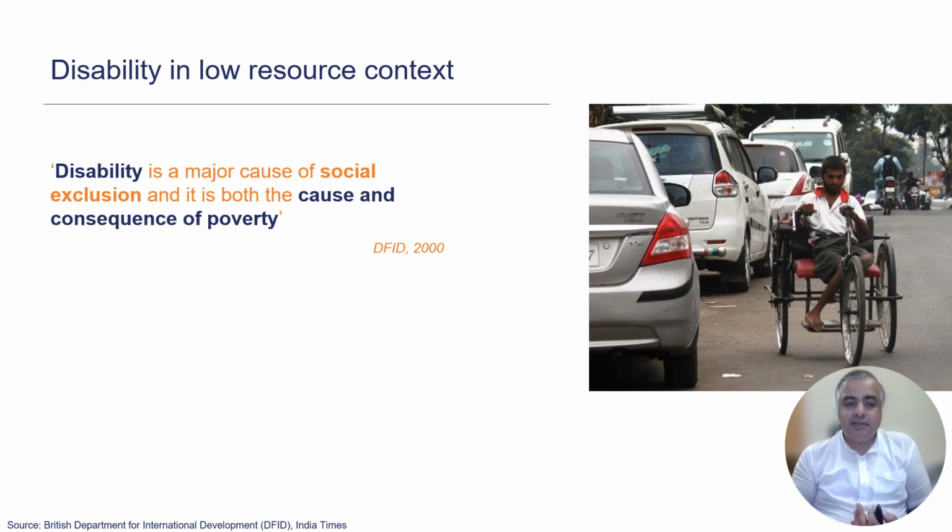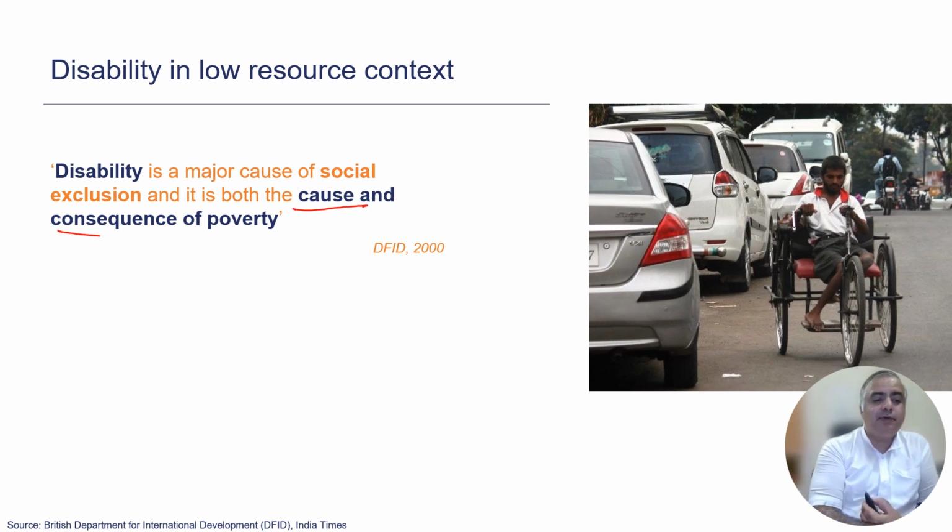So it brings the whole subject to another paradigm, which is called disability in low resource contexts. Many of the global south countries, friends, represent a low resource context. Low resource also represents low income, low economic opportunities. And with these complexities, when disability emerges in these nations, we have to deal with it by innovation. So it says that disability is a major cause of social exclusion, and it is both the cause and consequence of poverty.